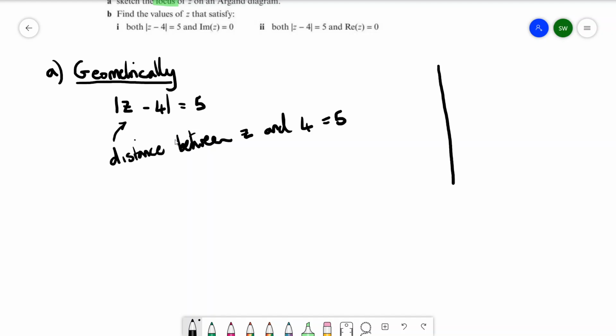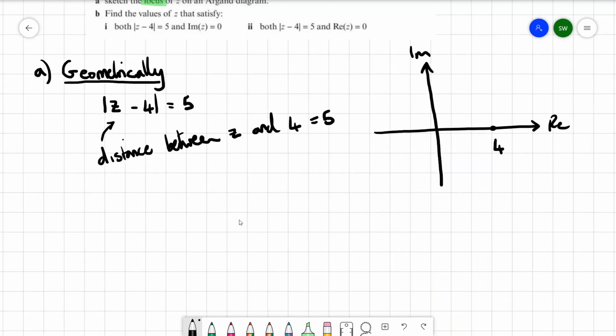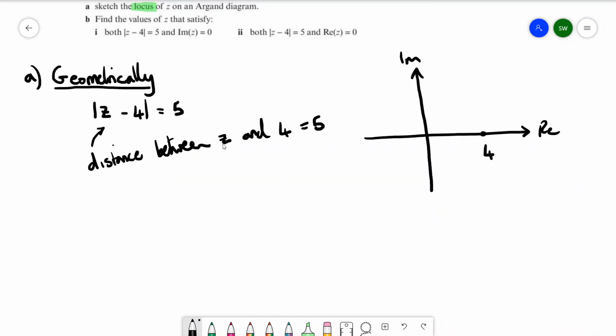So we could sketch that. If we sketch 4 on our Argand diagram, so we put on the point 4, let's put 4 there. Then we want all the points z where the distance between z and 4 is equal to 5. So basically all the points are at a distance of 5 away from this point 4. So that's just going to be a circle centered on 4 with a radius of 5. So it might look something like this.